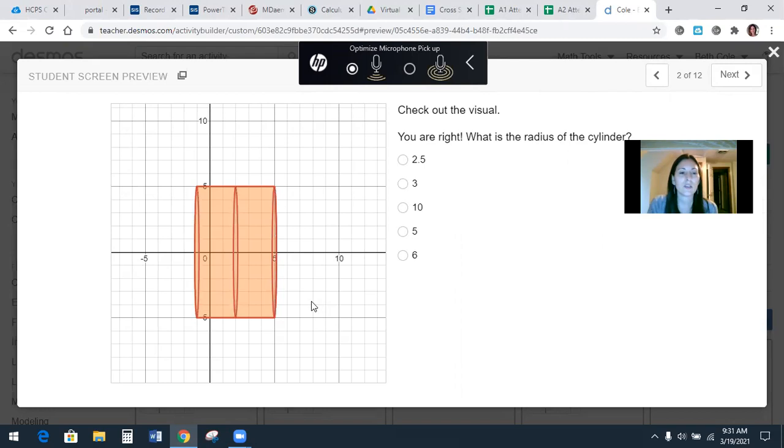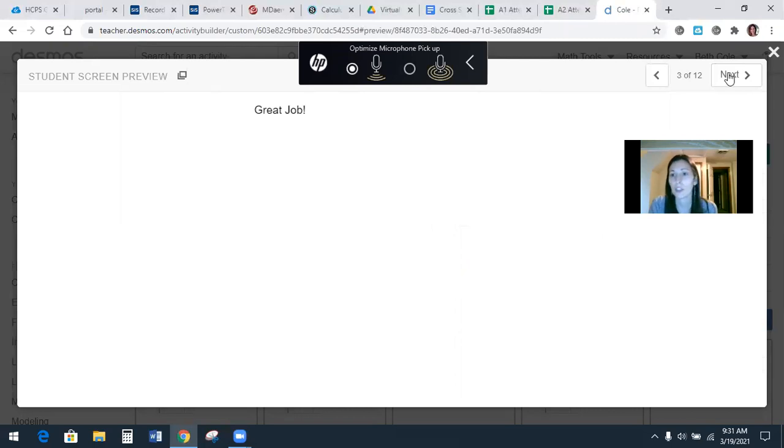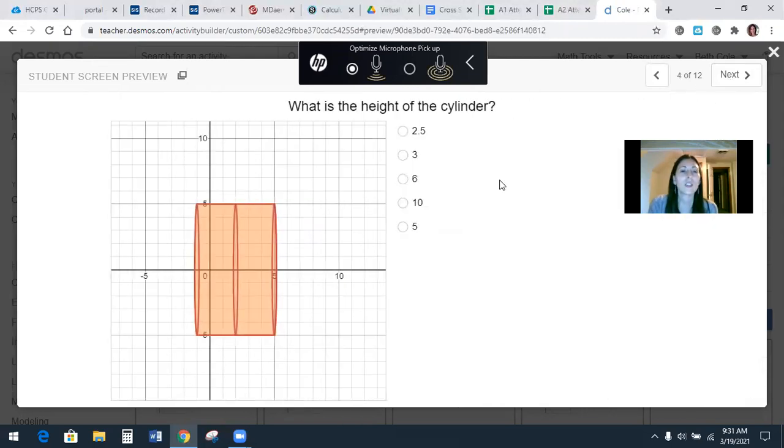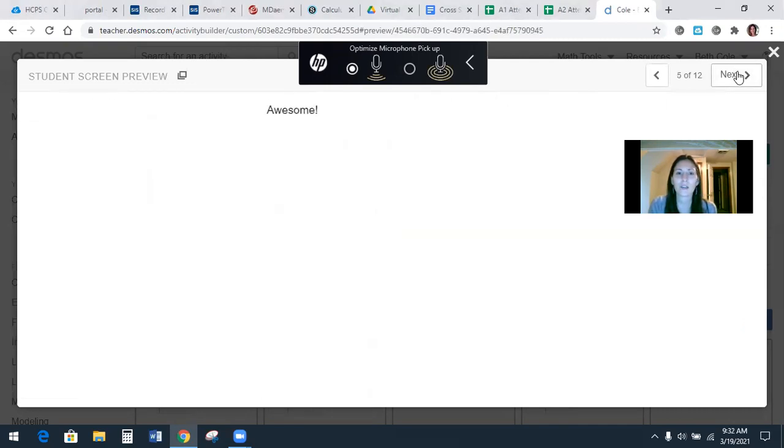So the radius of the cylinder goes from here to here. So that is 5. Our radius is 5. Great job. Thank you. What is the height of the cylinder? That is from here to here. It's going from -1 to +5, so that's a distance of 6. So our radius is 5, and our height is 6.